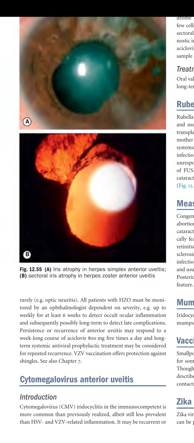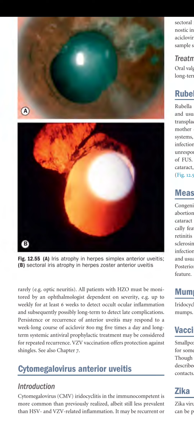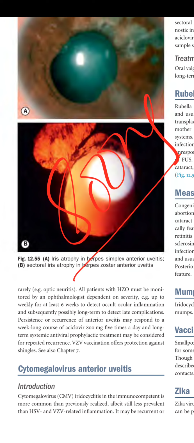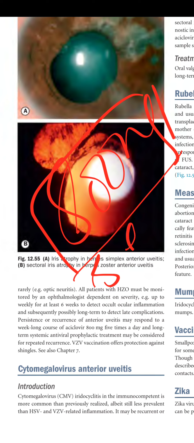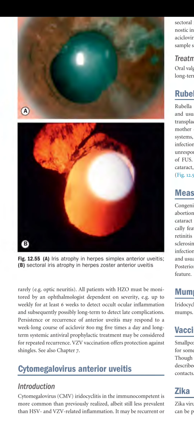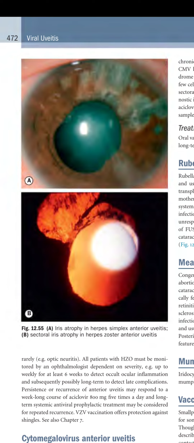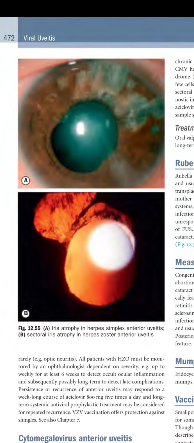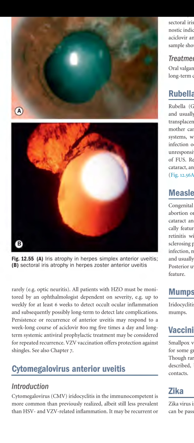Persistence or recurrence of anterior uveitis may respond to a week-long course of acyclovir 800 milligram 5 times a day, and long-term systemic antiviral prophylactic treatment can be considered for repeated recurrences. VZV vaccination offers protection against shingles. So if there is an acute inflammation, you can give 800 milligram 5 times daily in a VZV uveitis. So you can see 12.55A is showing iris atrophy in herpes simplex anterior uveitis, and B is showing sectoral iris atrophy in herpes zoster anterior uveitis.